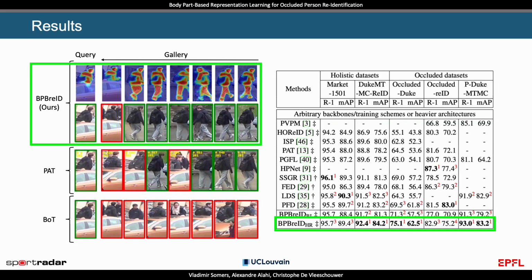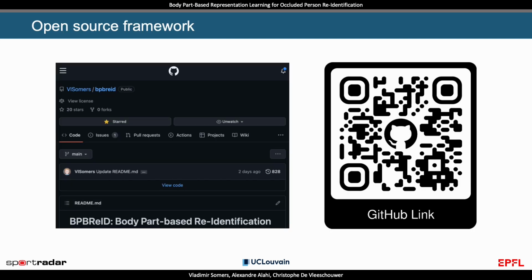As you can see on the heatmaps, our model is able to precisely localize all the body parts. It also produces much better ranking results with fewer occlusions issues than other methods. BPB re-ID achieves state-of-the-art performance on 3 occluded and 2 holistic re-ID datasets. For more information, please have a look at our paper.